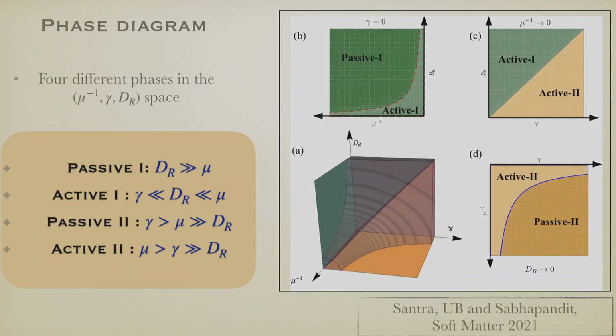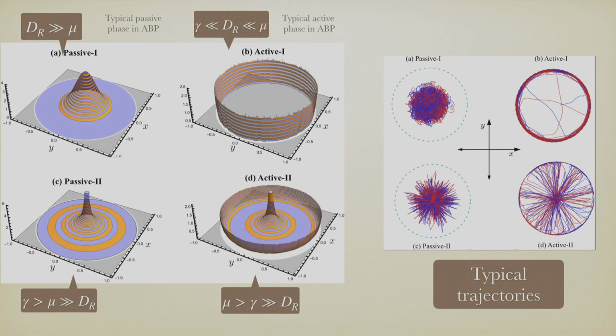But if this additional time scale is, depending on whether it's larger or smaller than the reversal rate, then we get two new phases, which we call active 2 and passive 2. How they differ is the presence of an additional peak at the origin.